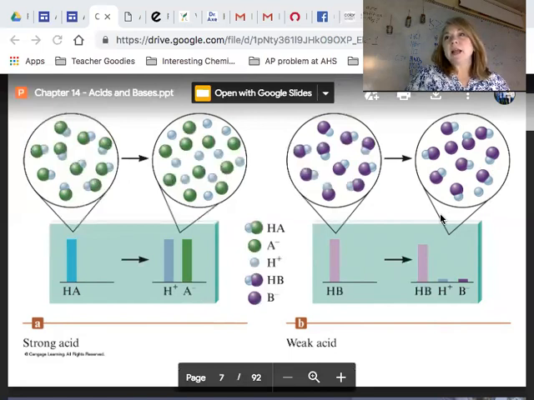So that means that you've got very few hydrogen ions that are going to affect your pH, but that doesn't mean that your pH is necessarily going to be much different. You can have a weak acid that has an extremely low pH.